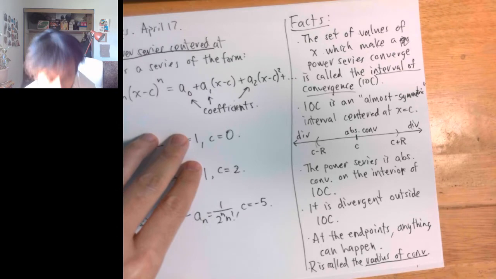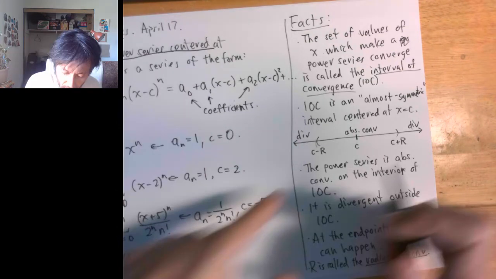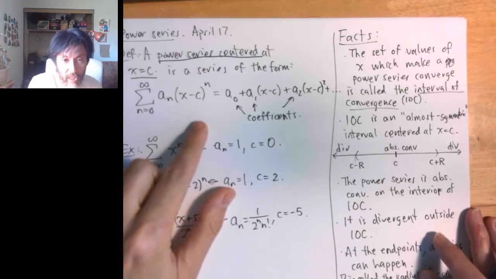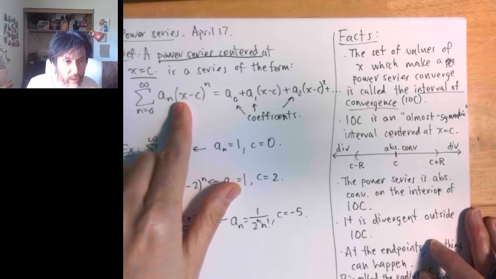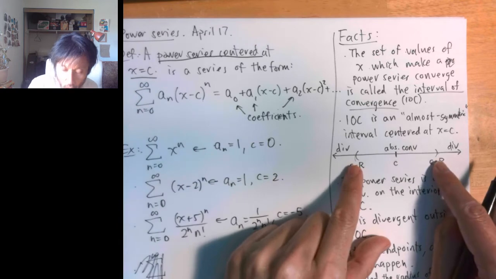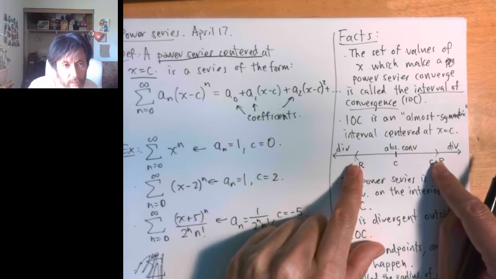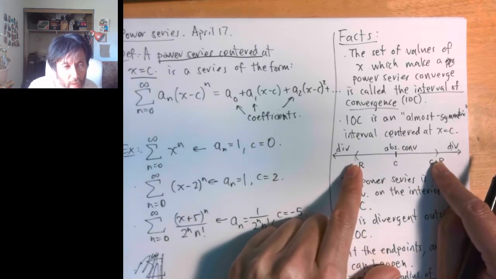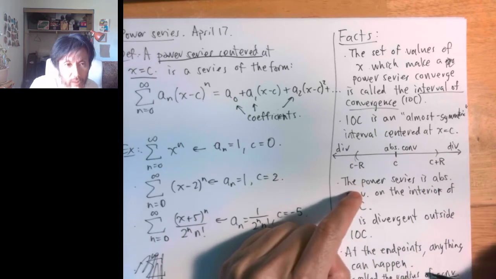What am I saying? I'm saying that the set of values for which a general power series like this one right here converges looks like an almost symmetric interval. The half width of that interval we call the radius of convergence. Okay, it's a number r.